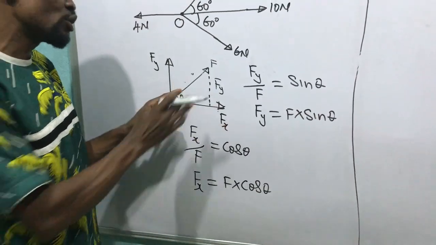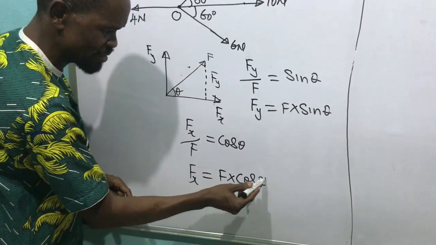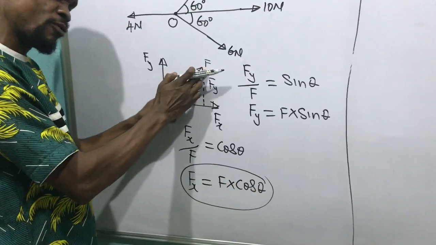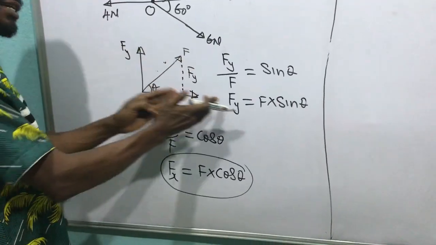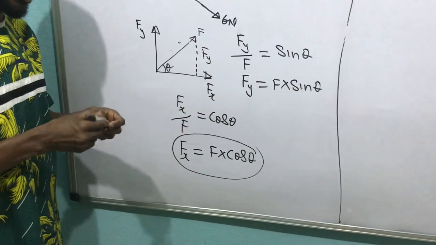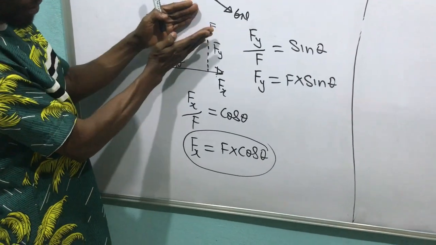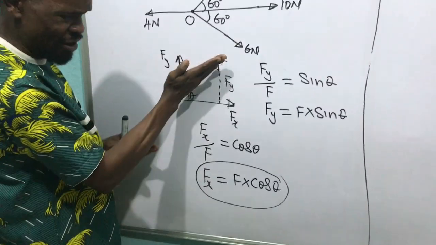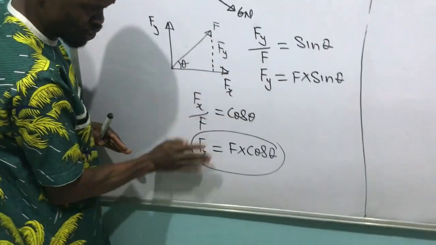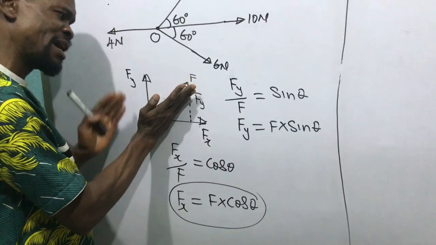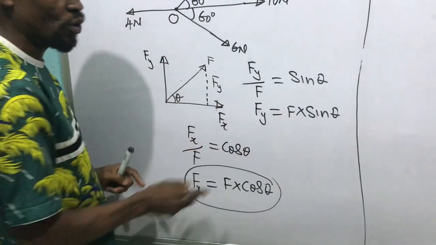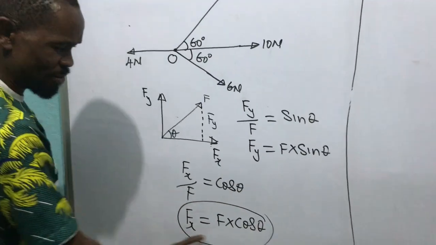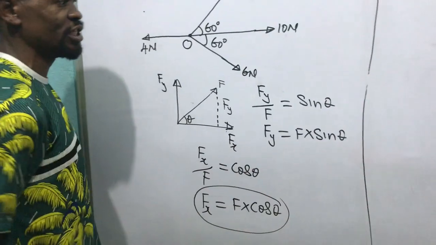That means the component of this force horizontally is this, and the component of this force vertically is this. I think I made myself clear here. The real force of this inclined force in the horizontal direction is this, and in the vertical direction is this. So when I'm talking about vertical, the force stands for sine theta. When I'm talking about horizontal, the force stands for cos theta.